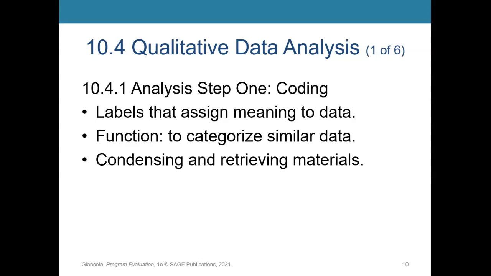Codes are basically labels that assign meaning to our data. So you go back through your transcript of your interview or your focus group, and you apply codes to chunks of your data. You do this in order to categorize similar data, so it's easier later to find and cluster your different segments that are related to each other, and themes begin to emerge from the things that you learned in your interviews or focus groups or other types of qualitative data. It lets us condense and retrieve the material.